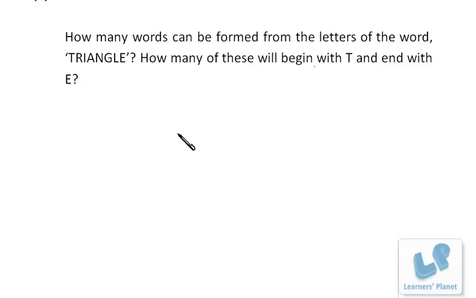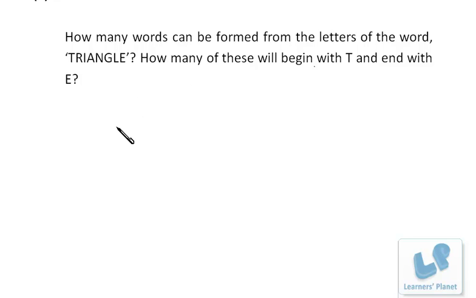Now we have already done this problem of triangle. Now there is some restriction on the arrangement. Now how do we do that? How many words can be formed from the letters of the word triangle? That we have already discussed. There are 8 letters, so 8 factorial ways will be there. Now how many of these will begin with T and end with E?